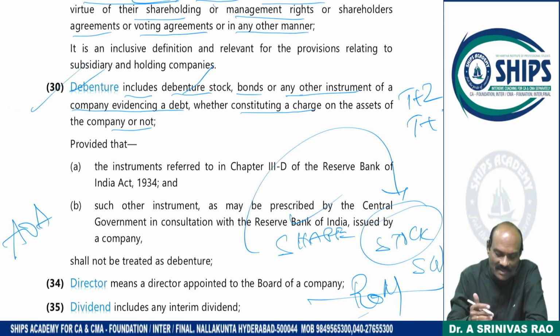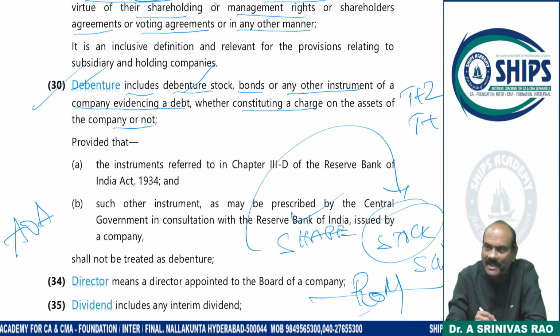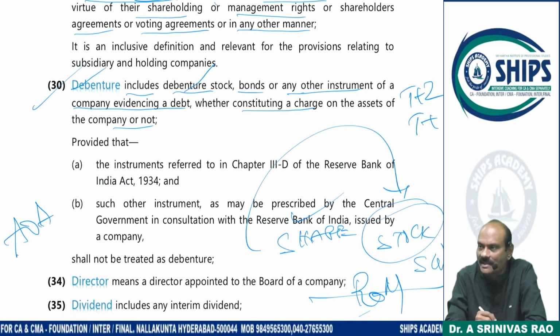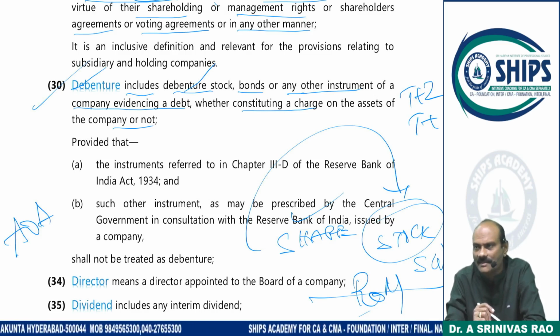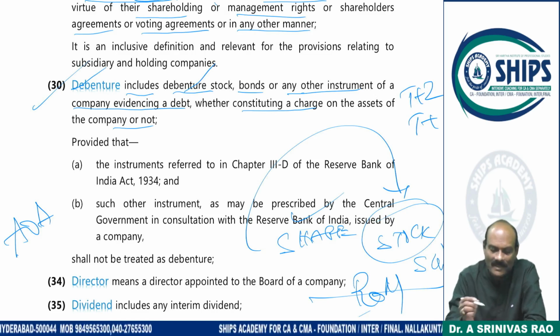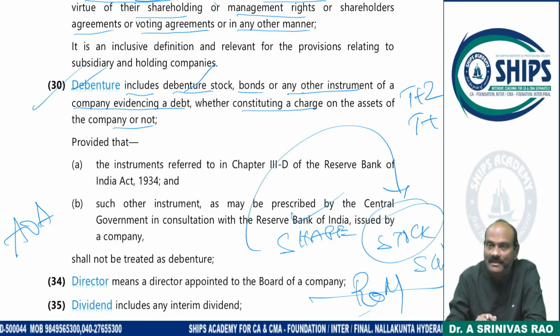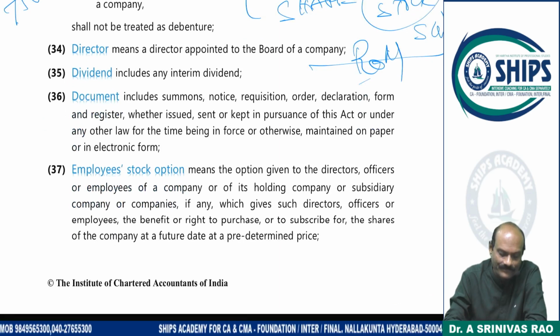Okay, debenture also has the same meaning. A debenture may be fully paid up or partly paid up. Debenture stock is always fully paid up. A debenture may be either a secured debenture or an unsecured debenture. Hope you know the types of debentures: secured, unsecured, convertible, non-convertible. Here also there are first debenture, second debenture, and so on.